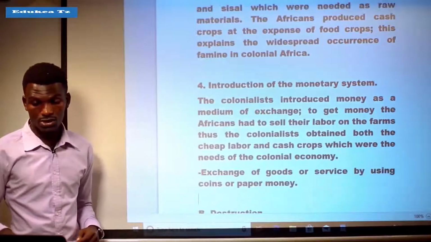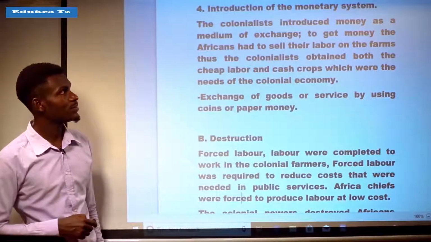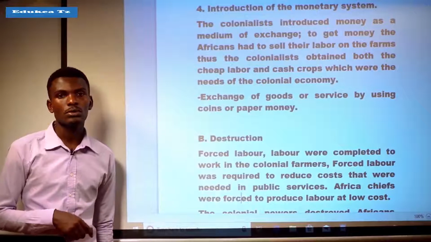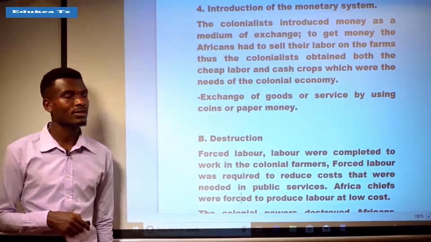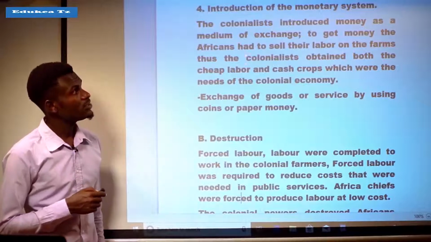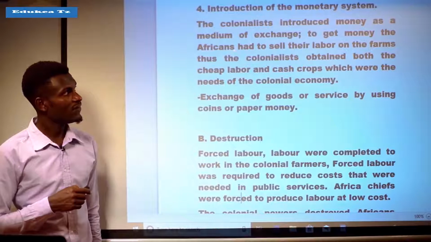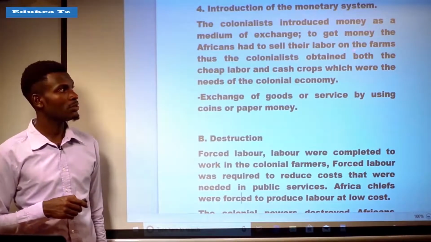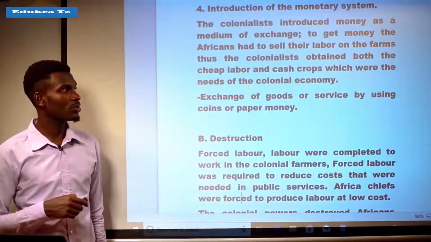Another element that was introduced was the monetary system. It means that during the colonial economy, the colonialists introduced a money system as the medium of exchange. The Africans had to sell their labor on the farms, thus the colonialists obtained both the cheap labor and the cash crops which were needs of the colonial economy.